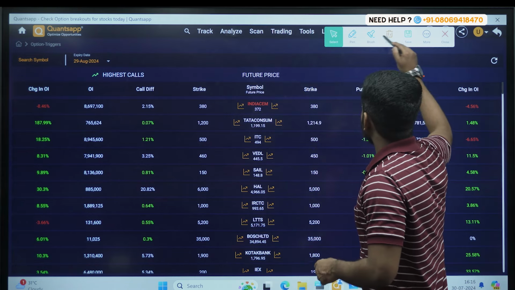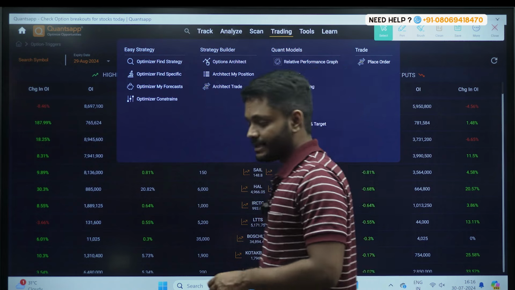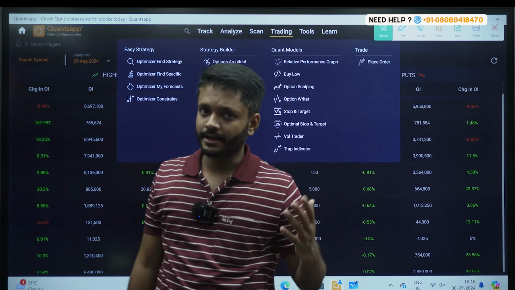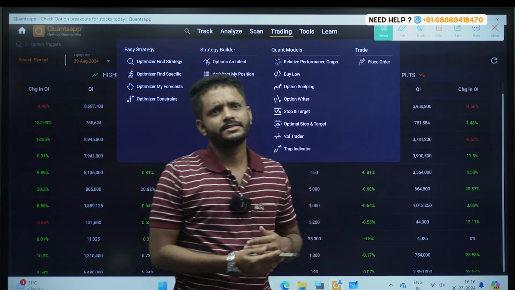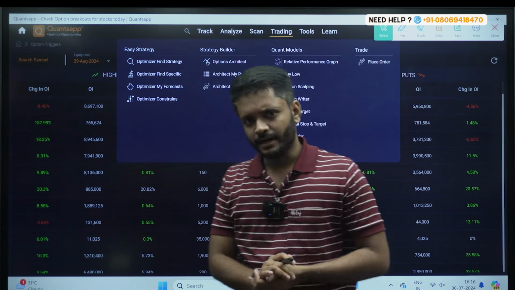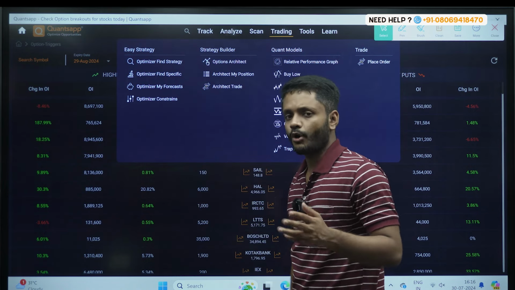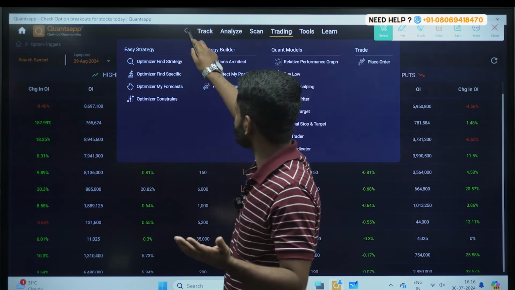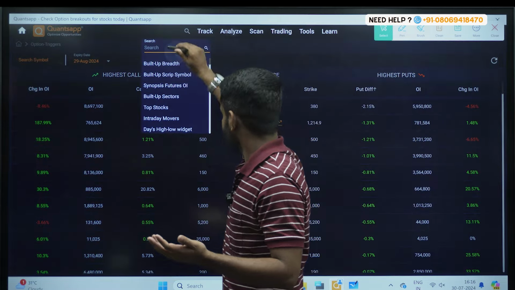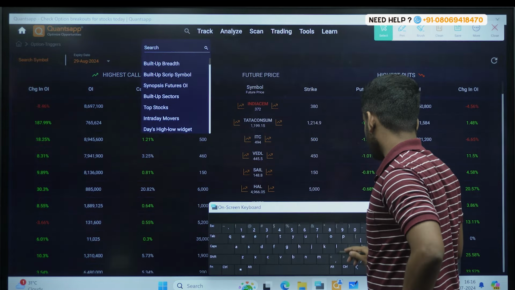Now, what does an option writer seek? Usually, an option writer wants the market to stay sideways. So there are two possibilities. Let me explain what option writers usually do. They usually go to the open interest.